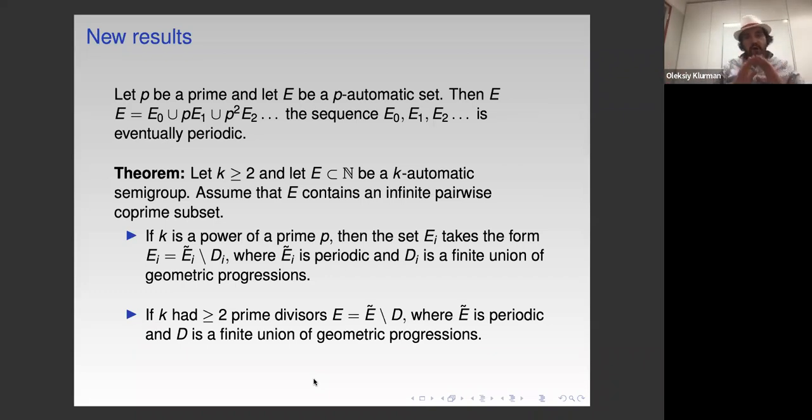So here I don't have a multiplicative structure. I have just a semigroup. But let's try to build up, and I want to show you where the multiplicative structure comes into play.